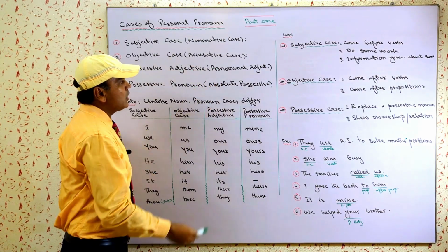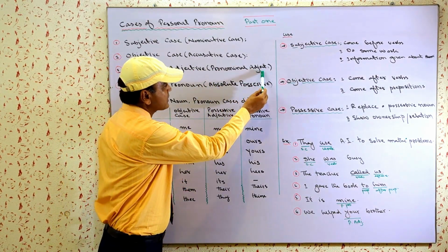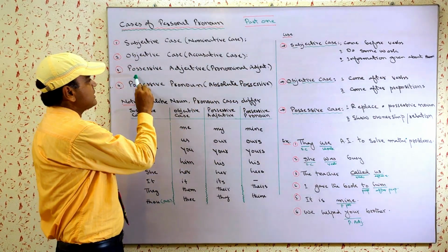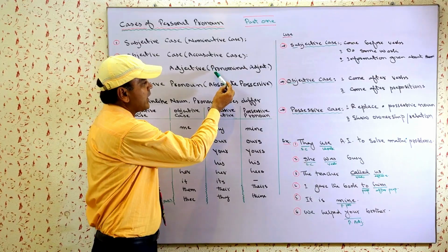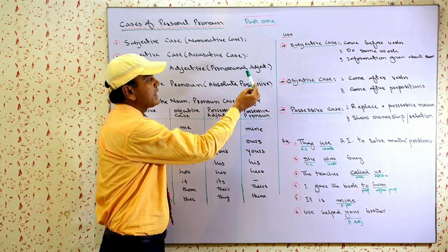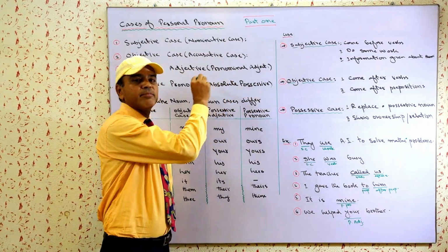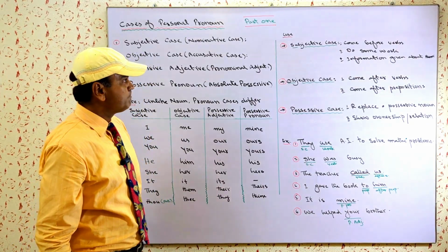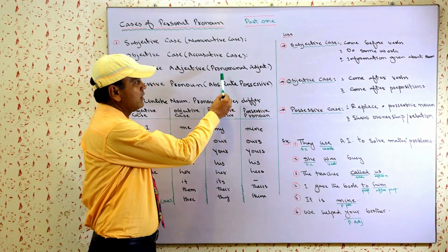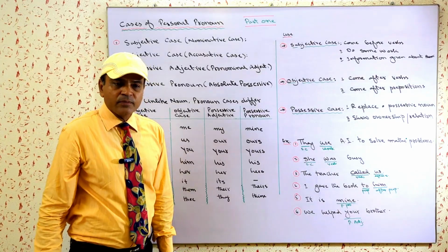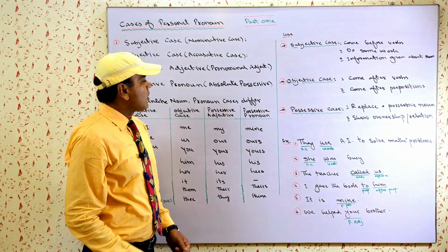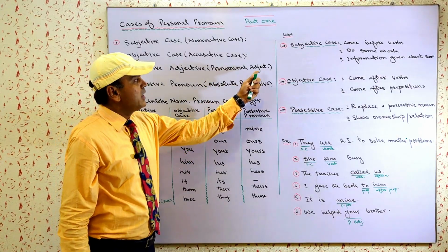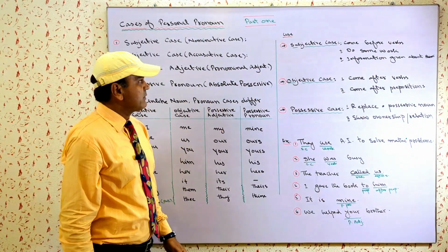and it is also called pronominal adjective because this possessive adjective is formed from the pronoun and works like an adjective and at the same time as a pronoun. So that's why some grammarians like Wren and Martin call it pronominal adjectives.